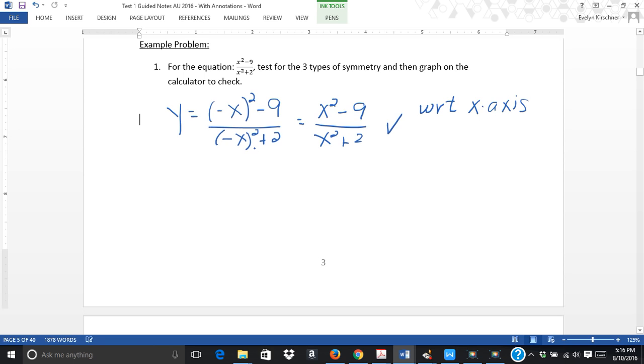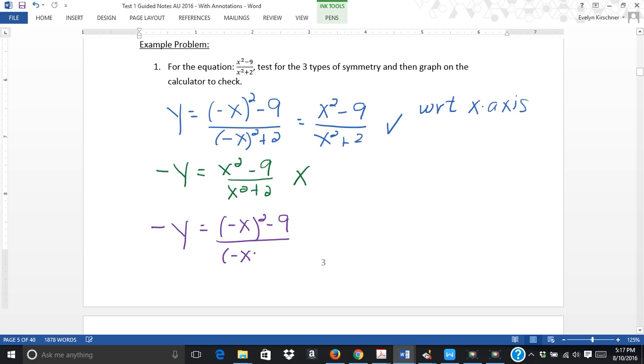So it is symmetric with respect to, use WRT for with respect to, the y-axis. Let's try the x-axis. Now I put negative y, and I have x squared minus 9 over x squared plus 2. No, it's not. Now what if I put in negatives for both? Let's try the origin. So I put a negative y in and a negative x. And no, it's not, because this goes up to what this was, and this one's there, and it's not the same as the original problem.